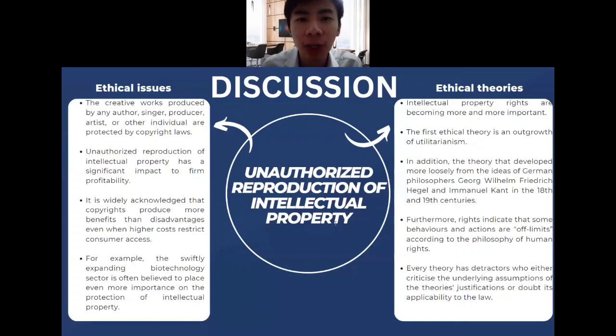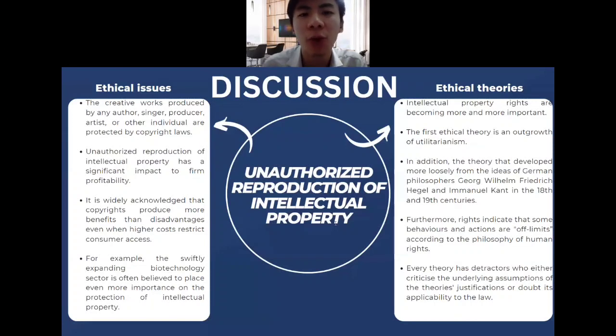The creative work produced by any author, singer, producer, artist, or other individual is protected by copyright laws. It is given to an artist who could show sufficient proof that their creation is a genuine original. Unauthorized reproduction of intellectual property has a significant impact on firm profitability. The impact of illegal copying on businesses' earnings has only been examined in a timeless context in previous research.